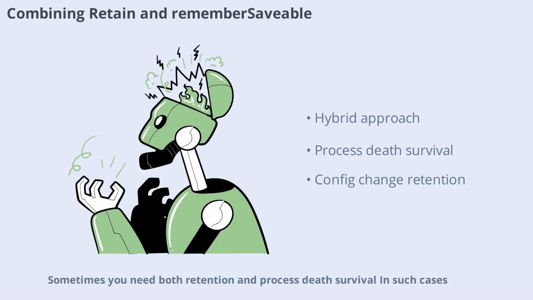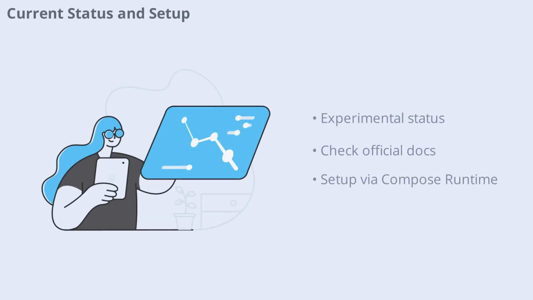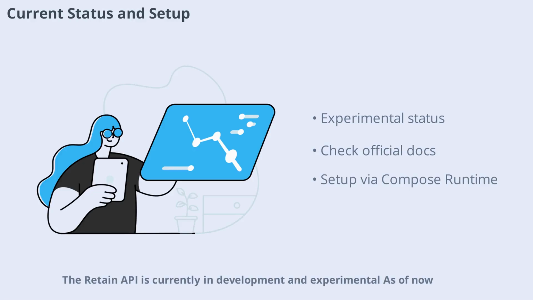Sometimes, you need both retention and process death survival. In such cases, combine Retain with rememberSaveable. For example, user input can survive process death with rememberSaveable, while validation cache survives configuration changes with Retain. This hybrid approach ensures that critical state is preserved across all scenarios, providing a robust solution for complex forms and workflows. Retain API is currently in development and experimental.